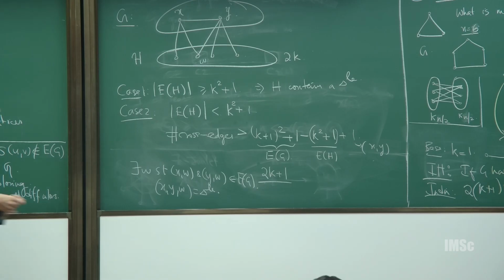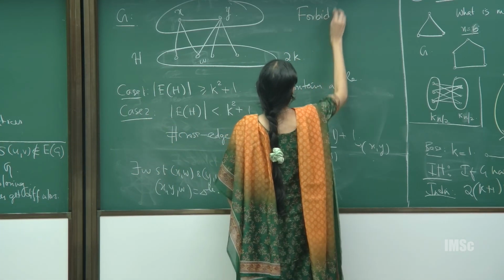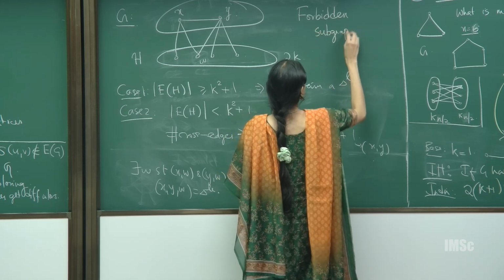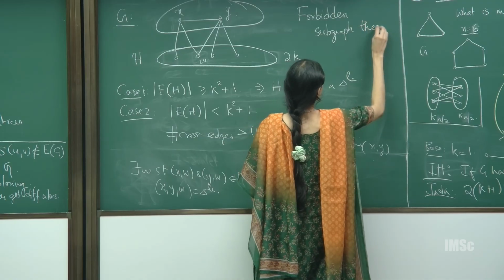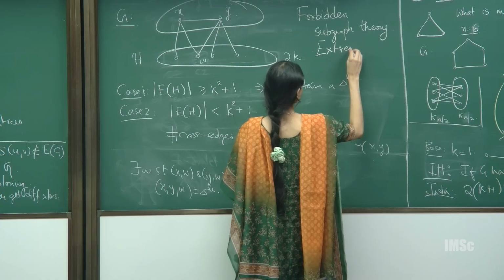So this is a theory. It is called forbidden subgraph theory. It is what is studied in extremal graph theory.